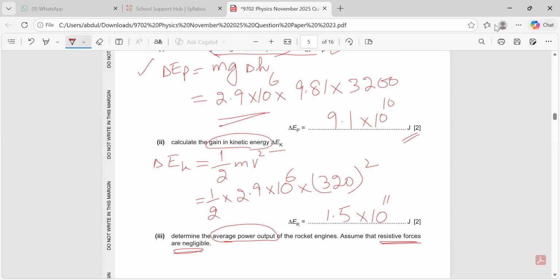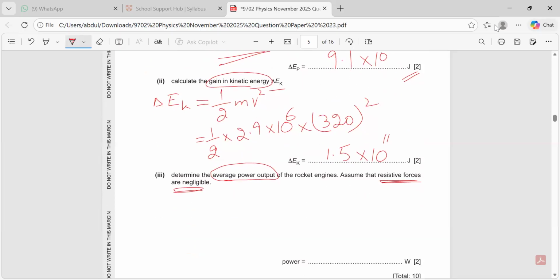In general, what happens when somebody falls down or is launched upward? Gain in one energy is equal to loss in the other energy. Here both are gaining. Why so? The chemical energy which was in the fuel chambers of the rocket is being converted into kinetic as well as potential energy. So for the average power output, time is given, that's not a problem. But first of all, we need to calculate the total output energy, which will be equal to the sum of the gain in kinetic energy and potential energy.